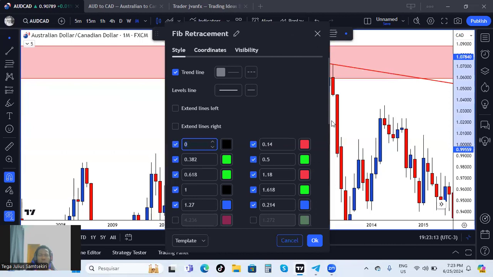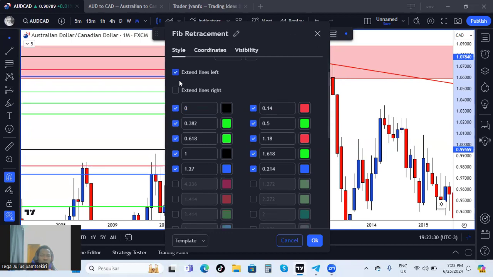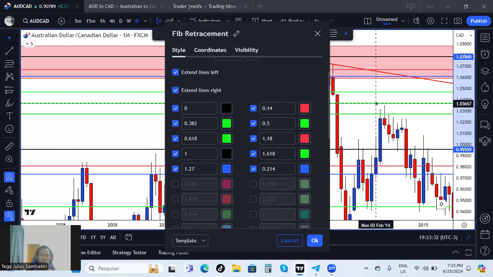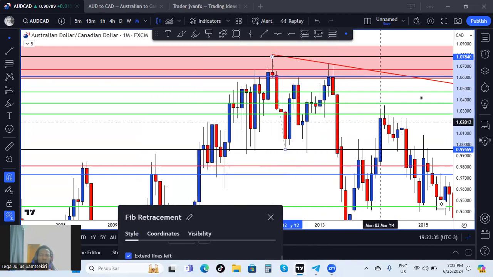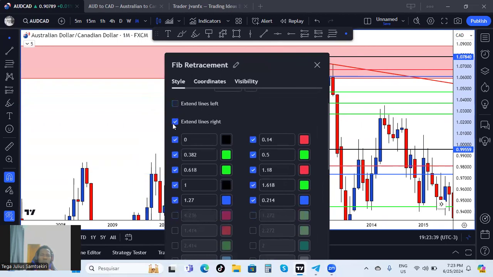For some of you watching this video, you can pause the video to look at the settings. So this is the settings. You can play with the colors for the original Fibonacci. There is an extension line on the left and the right. I decided to take off this and this, because if I put the extensions, it's going to make the chart too messy.